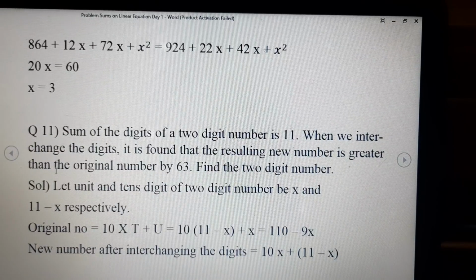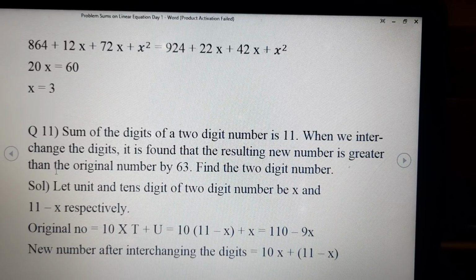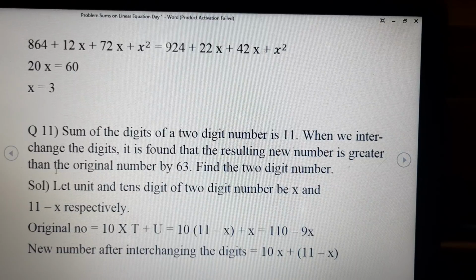924 minus 864 becomes 60. So value of x is 3. Here they were asking this only, that what number should be added. So our answer is 3 only. Clear? Moving on to the next question.